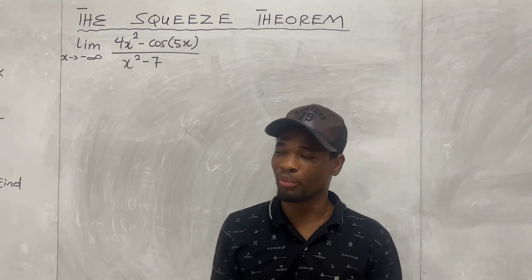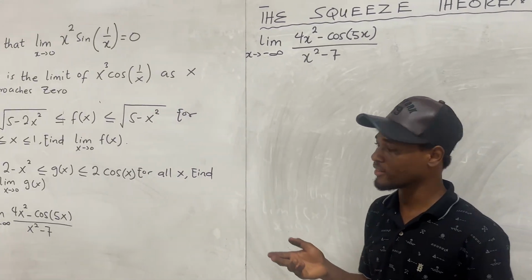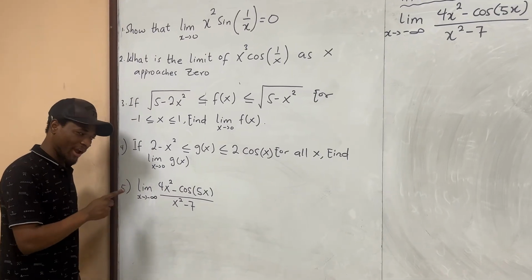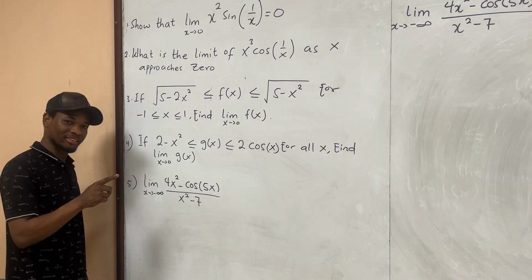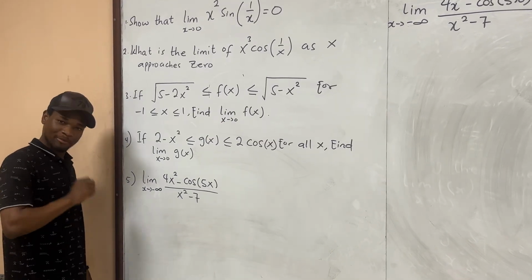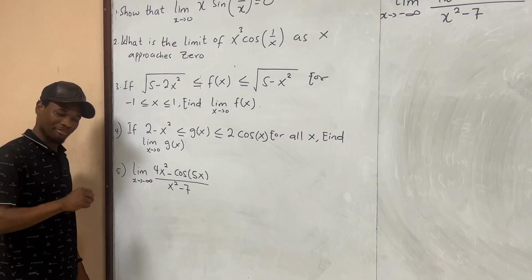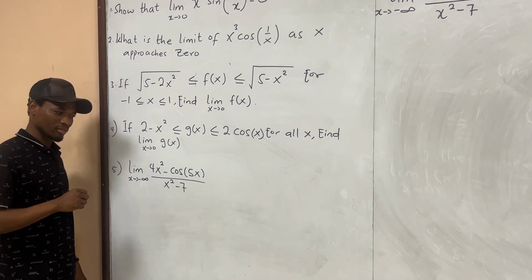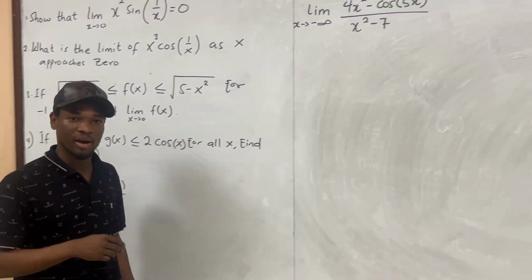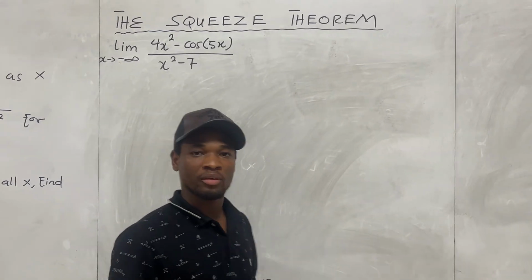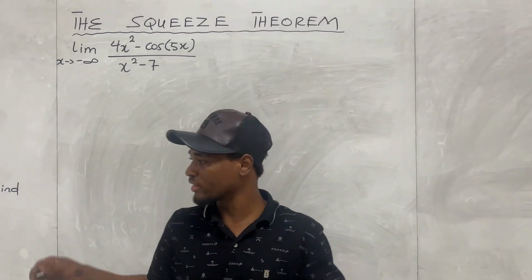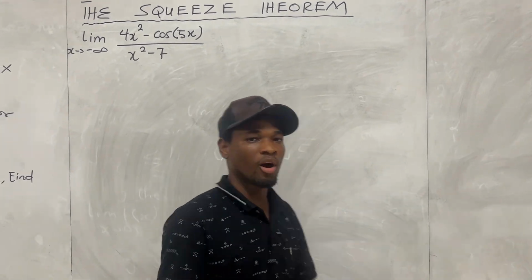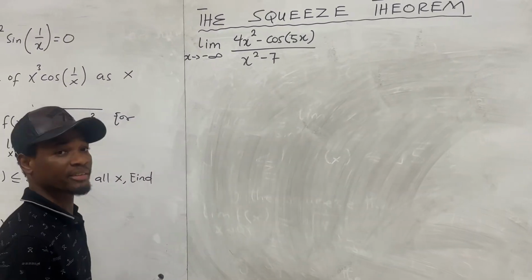Okay, the fourth question reads, evaluate the expression 4x squared minus cos 5x all over the expression x squared minus 7 as x approaches negative infinity. Wow, I love this question. Alright, good. So with this channel, this question type will become very simple for you.